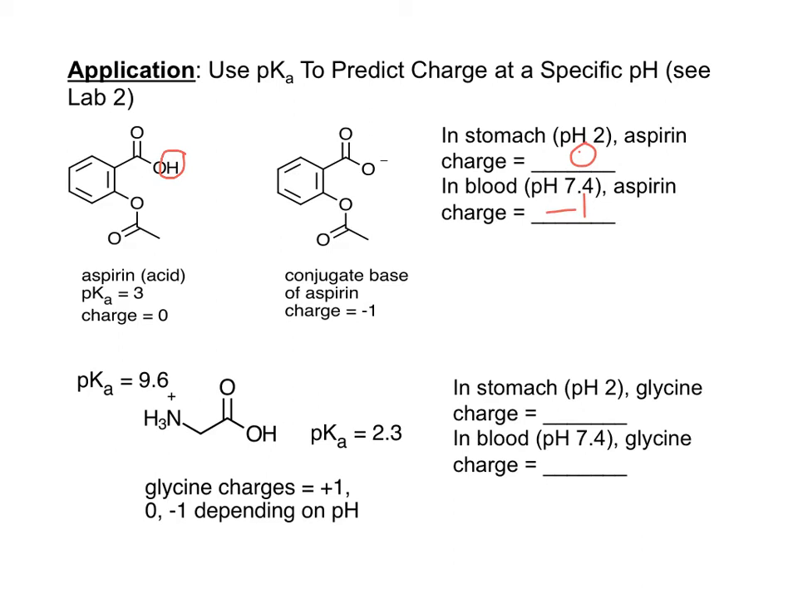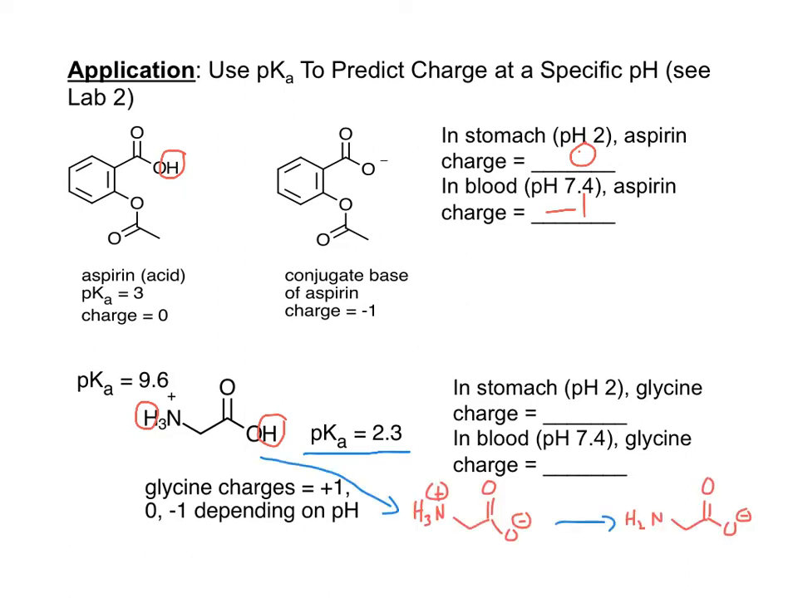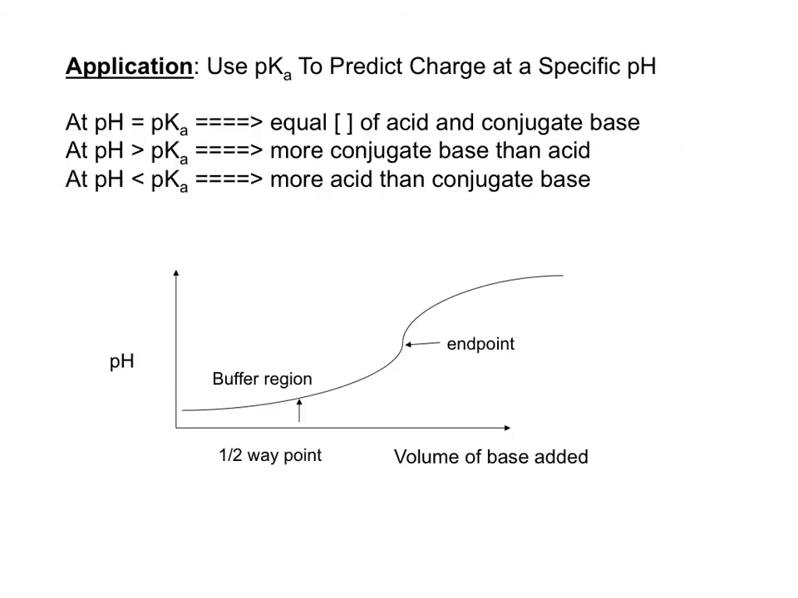The amino acid glycine has 2 acidic protons. The proton, which has a pKa of 2.3, is a stronger acid. So if you did an acid-base titration of glycine using sodium hydroxide, the more acidic proton gets removed first. As more base is added, then the other proton gets removed. Note the charges. So at pH 2, glycine has a charge of +1, and at pH 7.4, glycine has a charge of 0.